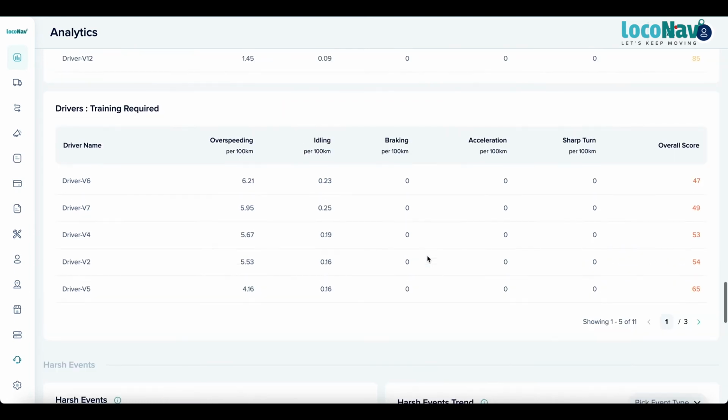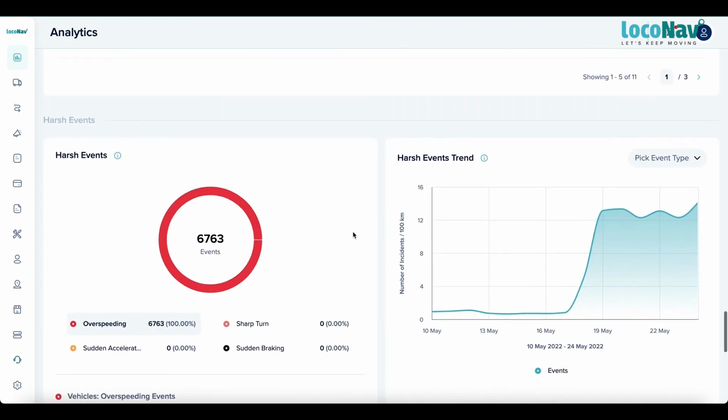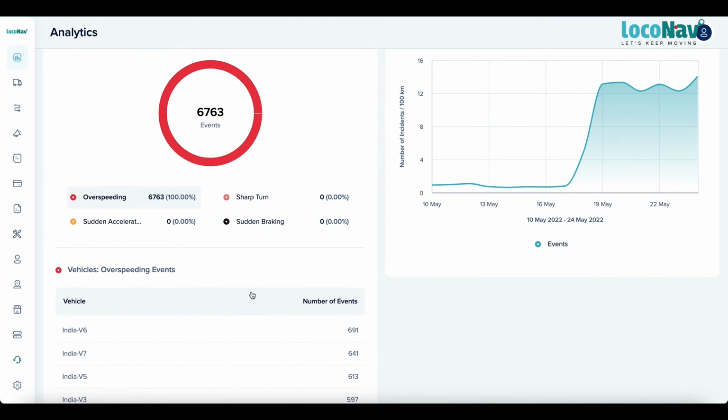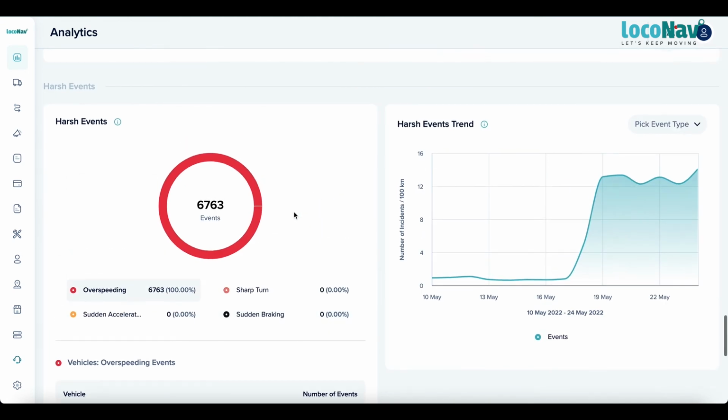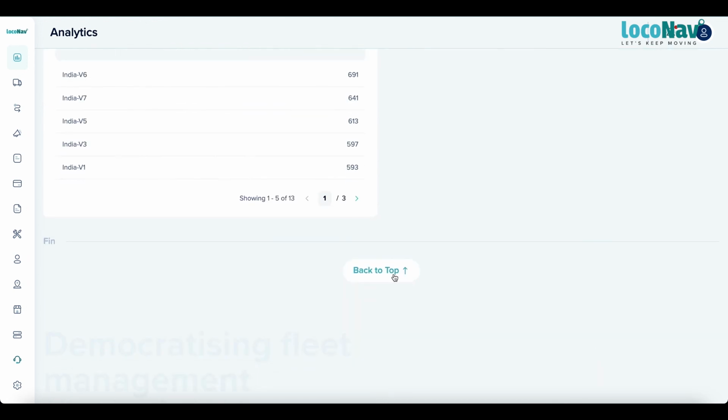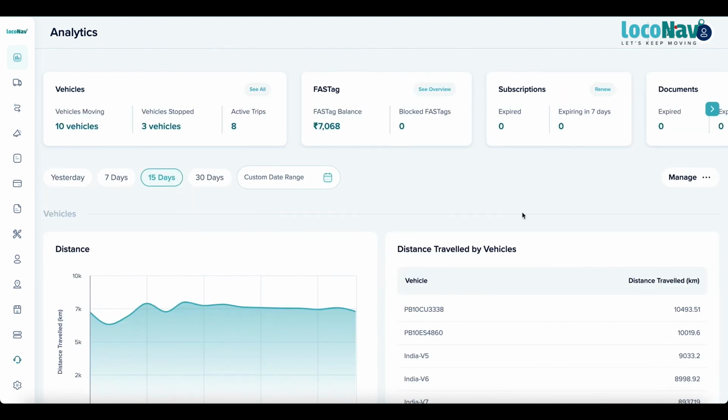In this section, you can view the distribution and trends of harsh events on a fleet level like overspeeding, sharp turns, sudden acceleration, and sudden braking. By following the analytics section, fleet managers and owners can pinpoint problems in the fleet, and with the help of the insightful data, they can improve their and the fleet's productivity significantly.